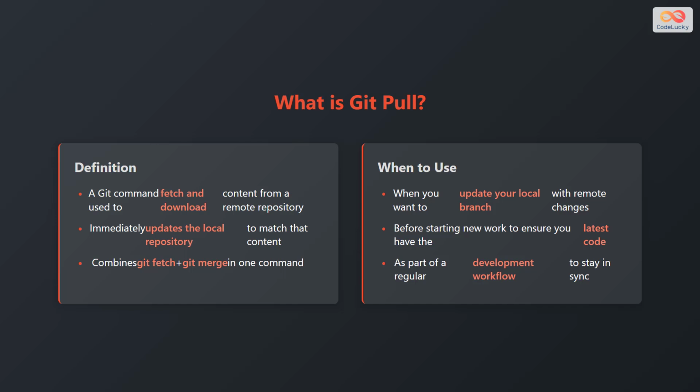It combines the functionalities of the Git fetch and Git merge commands into a single convenient command. You should use Git Pull when you want to update your local branch with the latest changes from a remote branch. It is recommended to use it before starting new work to ensure you have the most up-to-date code. Also, make it a part of your regular development workflow to keep your local repository synchronized with the remote repository.